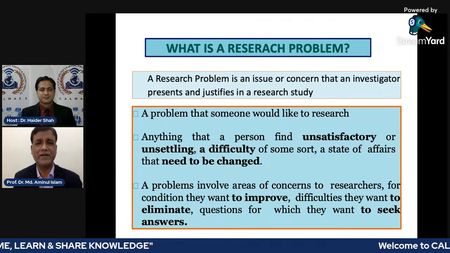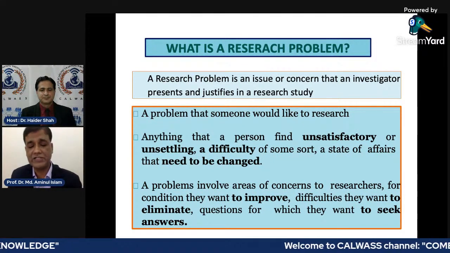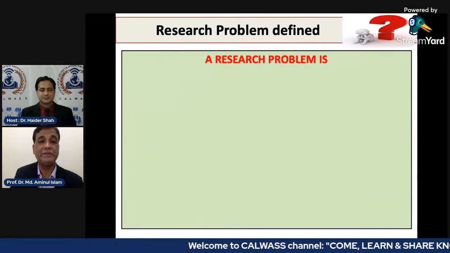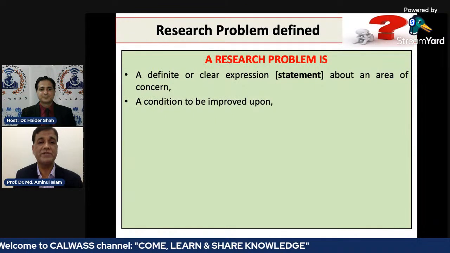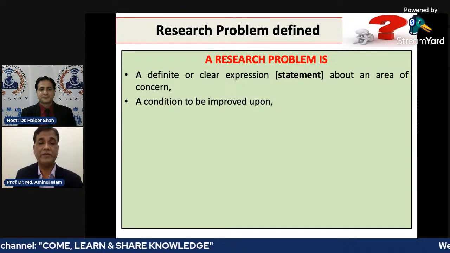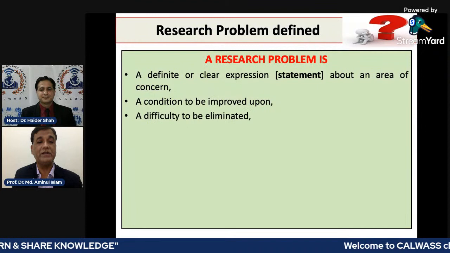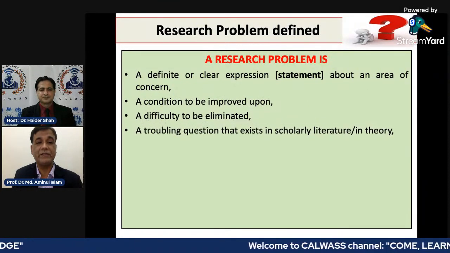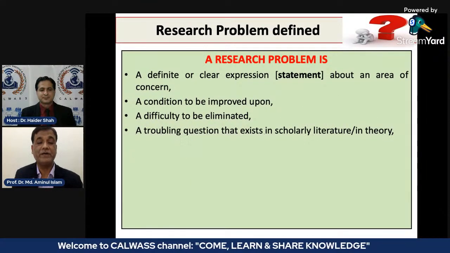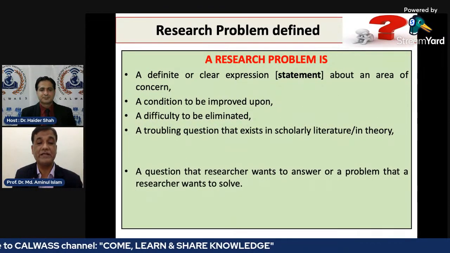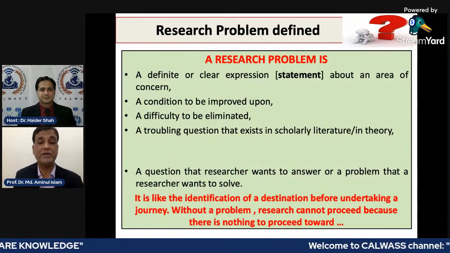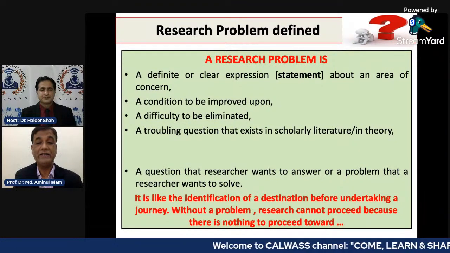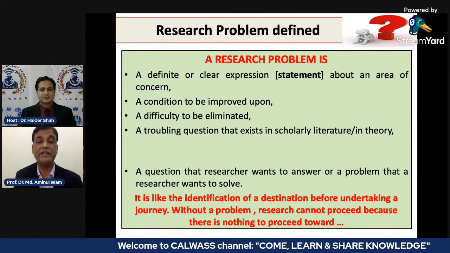Okay, so these are some definitions of research problem, which I think are easily understood by those of you who are with me now. So this is basically an easier way of looking at the definition of research problem. It's a definite or clear expression of an area of concern, a condition to be improved upon, a difficulty to be eliminated, a troubling question that exists in the scholarly literature, an existing practice that needs some kind of solution, a question that researchers want to answer. Okay, so the conclusion on the research problem is that it's like the identification of a destination before undertaking a journey.